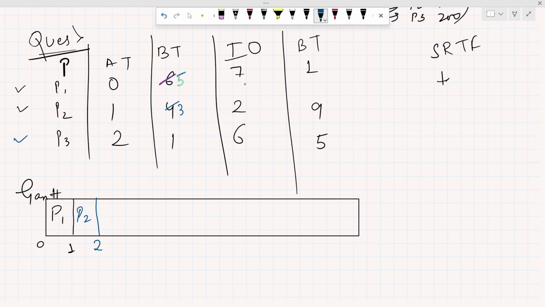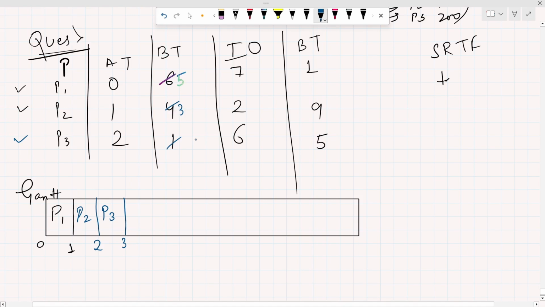Simple thing: what we do in SRTF, we are going to do the same. Forget about the IO and the remaining burst time for now. First of all, complete this with SRTF. Now all three processes are available, so whichever has the smallest burst time will get the CPU. So P3 gets the CPU now, because P3 has a burst time of 1. P3 gets the CPU and completes at 3, because it has only 1 unit of time.